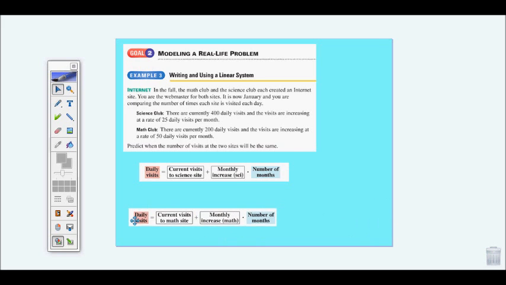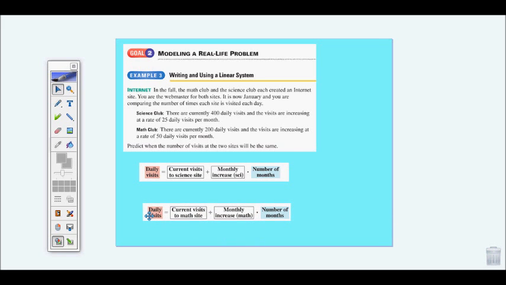The math site, we have a similar one here. So let's go ahead and fill in the data that we know here. So for science, we can do green for science, not red, green. So for science, we know there are 400 daily visits. That's our constant term.